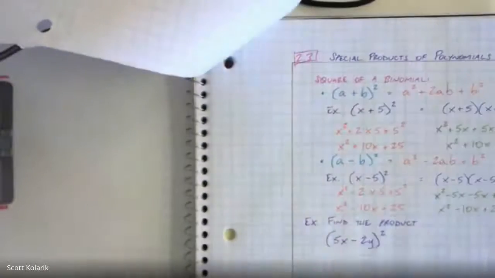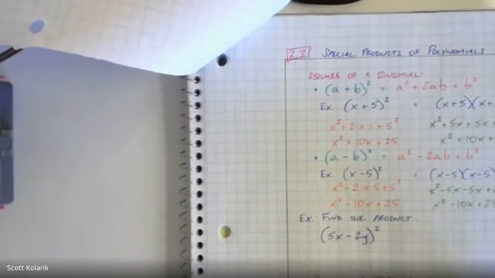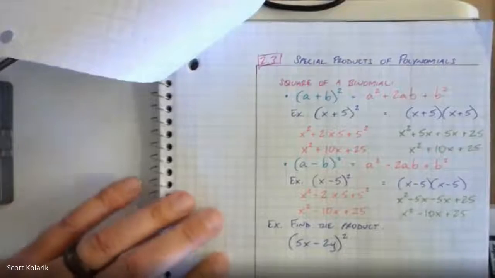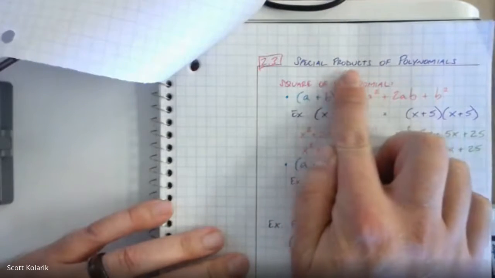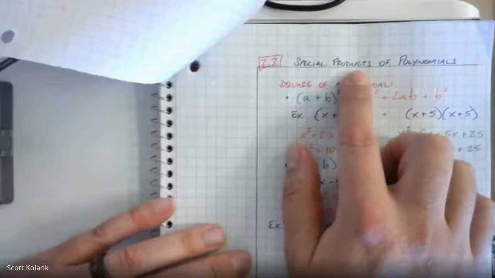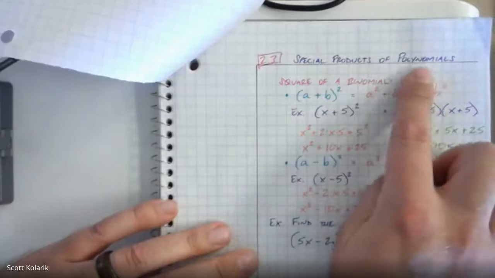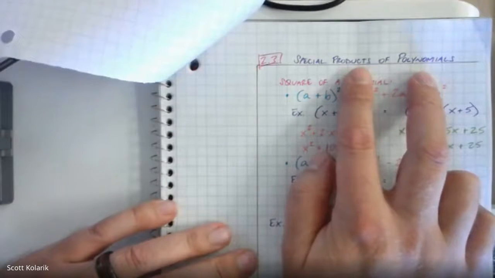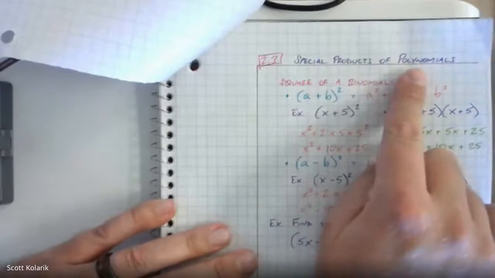All right, section 3, special products of polynomials. One of the important things to understand here is that the key operative word is products. That means we're still dealing with multiplication, just like we were in section 2, and we're still multiplying polynomials. So this is pretty much an extension of section 2: products, or multiplication, of polynomials.